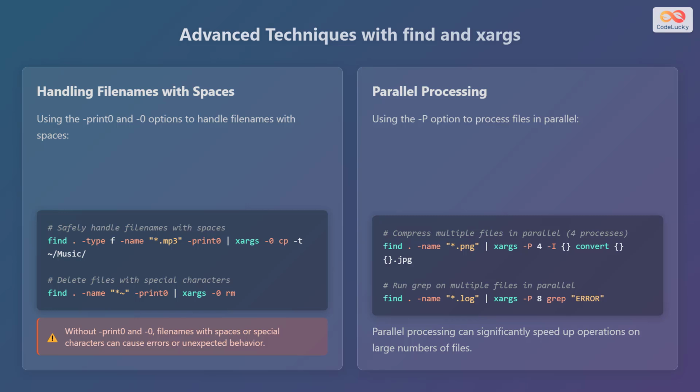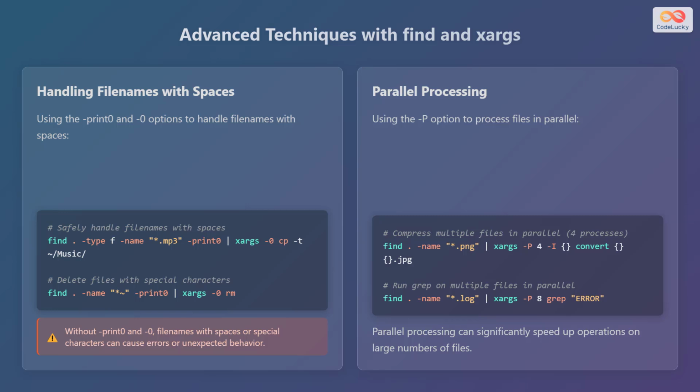Here are some advanced techniques for using find with xargs. To handle file names with spaces, use the -print0 and -0 options. The command find . -name "*.mp3" -print0 | xargs -0 -I {} cp {} /music/ safely copies all mp3 files, even those with spaces in their names, to the music directory. The command find . -name "*" -print0 | xargs -0 rm deletes files with special characters in their names. Without -print0 and -0, file names with spaces or special characters can cause errors or unexpected behavior.